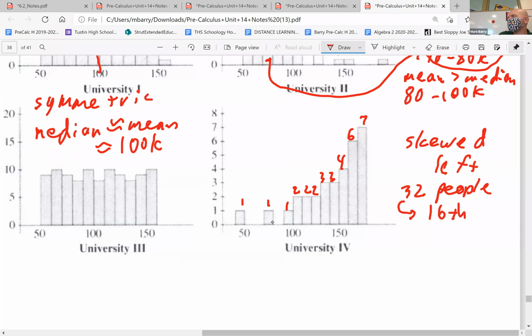So I got 32 people, which would mean about the 16th was the median. So where's the 16th person? Well, I got 3 up here up front, 1, 2, 3, and then 5, 7, 9, 12, 15, and then the 16th would be right here. So that'd be between 150 and 160K.